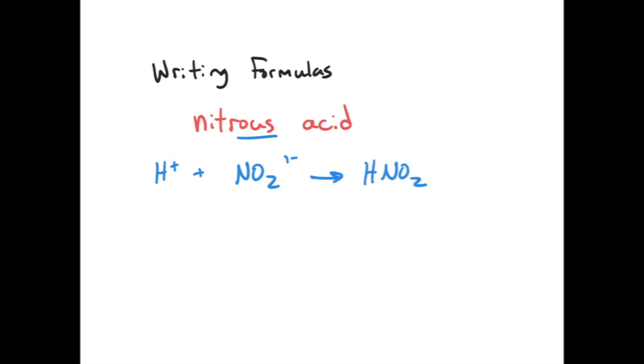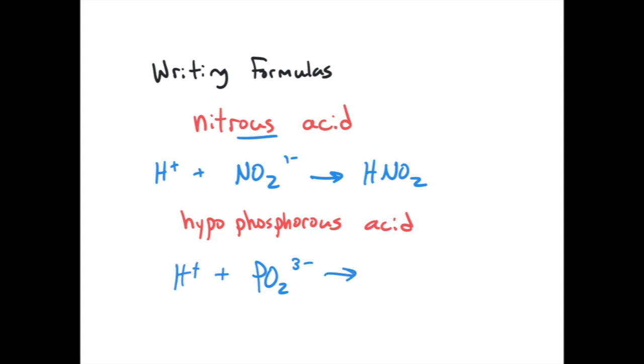Let's do one more example. What if I give you hypophosphorous acid? Hypophosphorous means that there's 2 less oxygens than the ATE ending phosphate, so this must be PO2 with a 3 minus charge. And since I have a 3 minus charge, then when I add hydrogens out in front, I add 3 hydrogens for every hypophosphite, and the resulting acid is H3PO2.